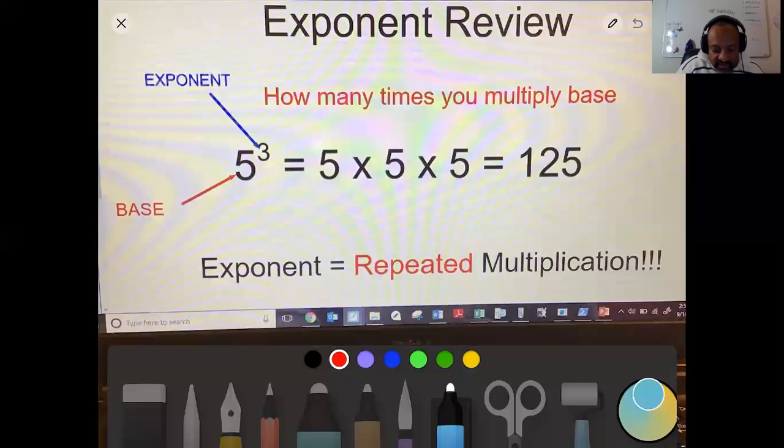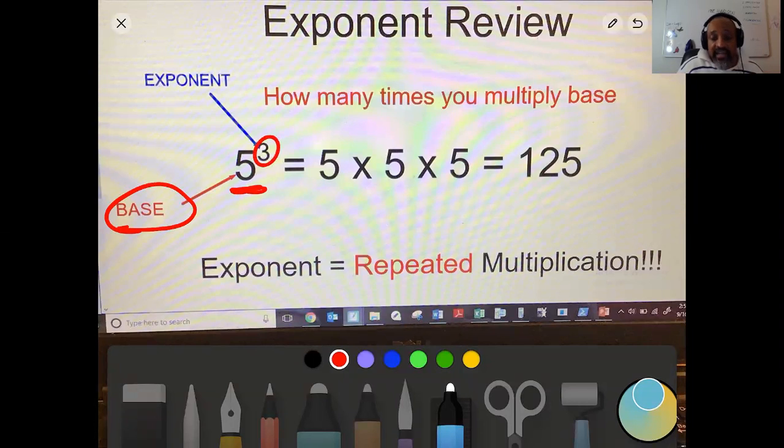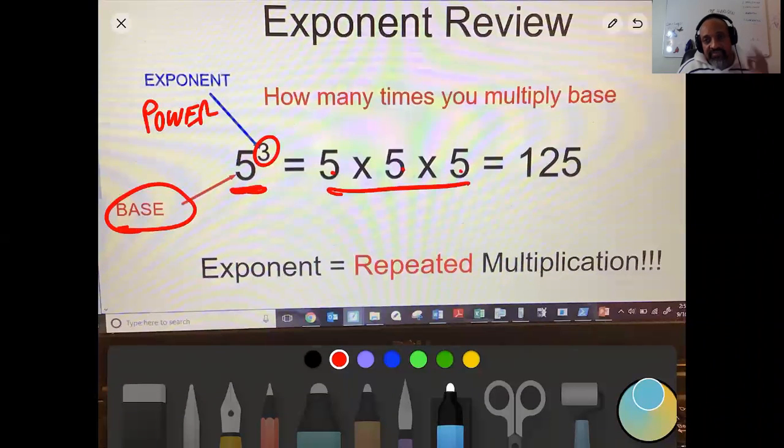Now, just to go back over, the base is what's down below and the exponent is what's up high, right? Another name for exponent is the power. So this could be 5 to the 3rd power. And what the exponent does is it tells you how many times to multiply the base times itself. So this says 3, so we're going to do 5 times 5 times 5, which is 125.